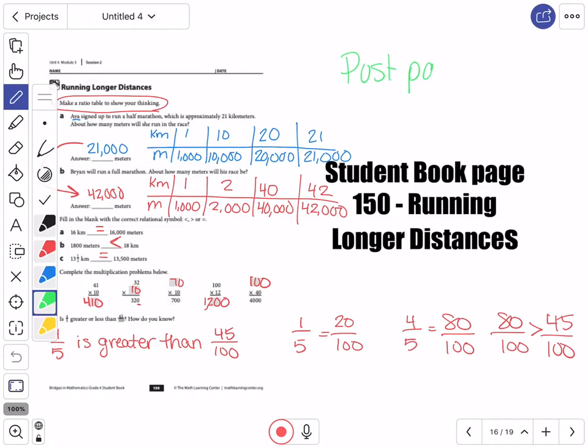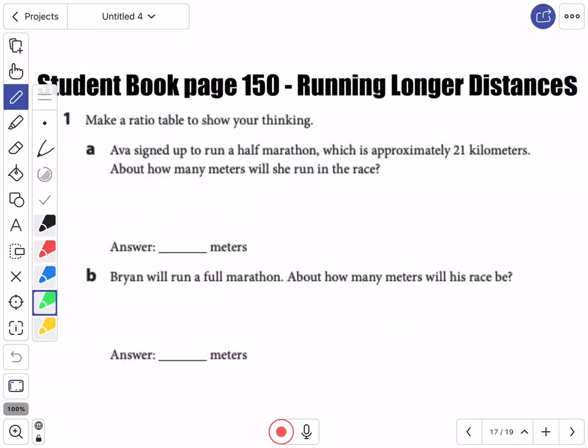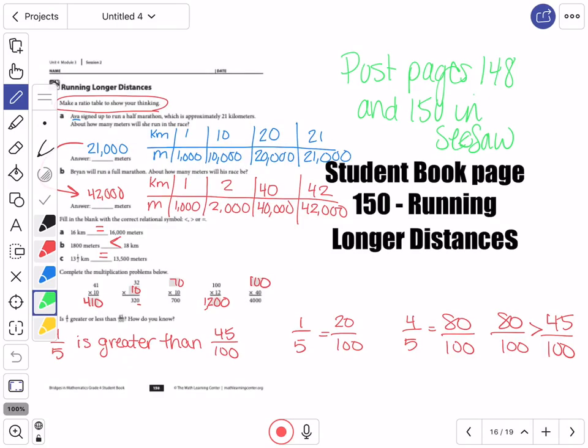So I know that you basically did these 2 pages with me, pages 148 and 150. I would still like you to post in Seesaw both of these. So post pages 148 and 150 in Seesaw. And then we're going to move on.